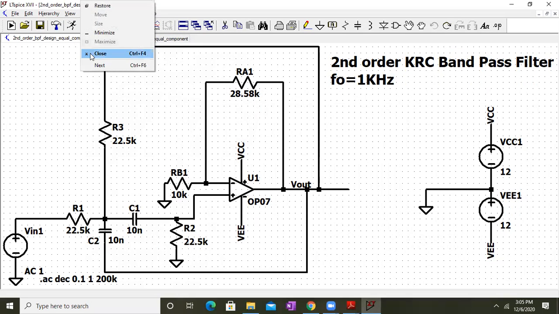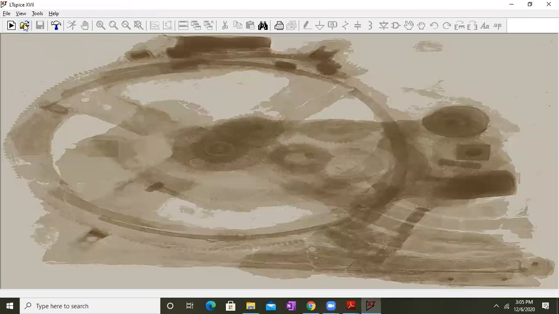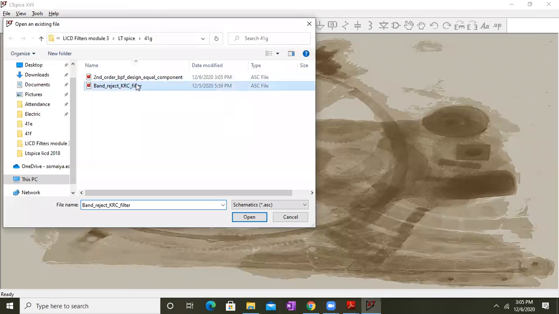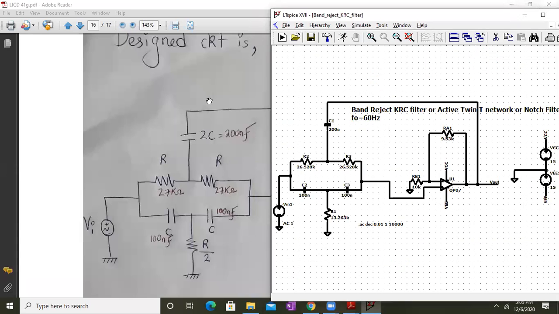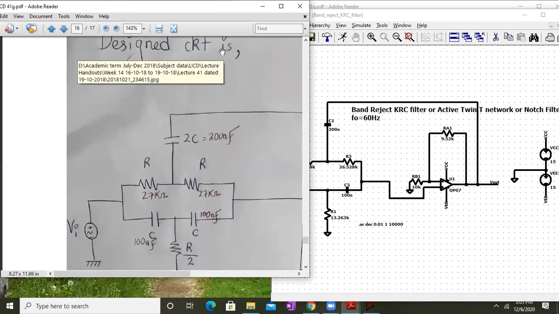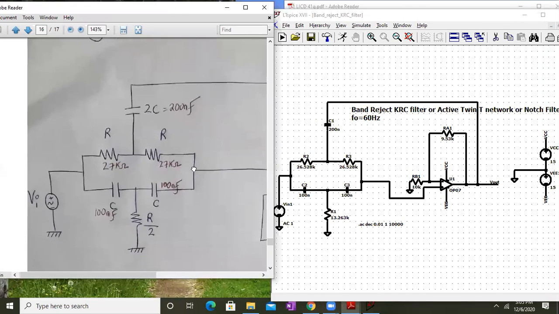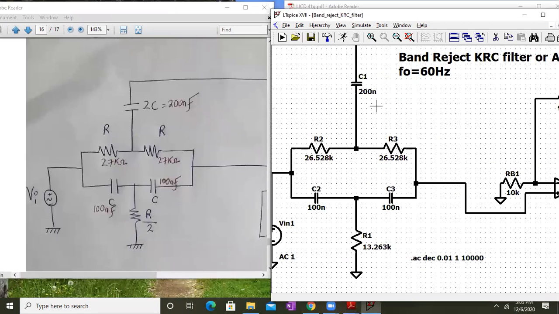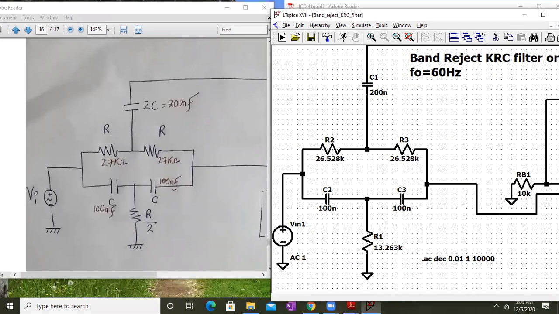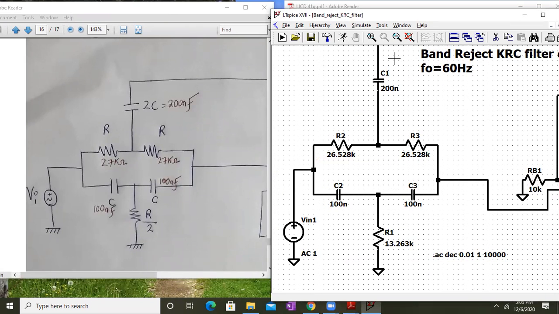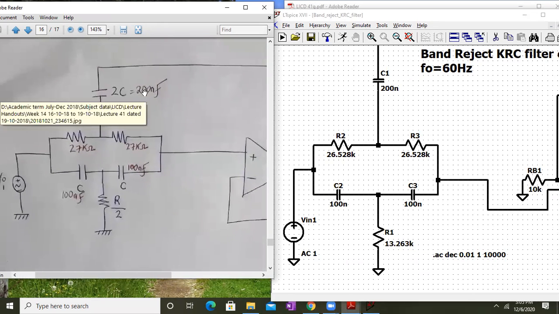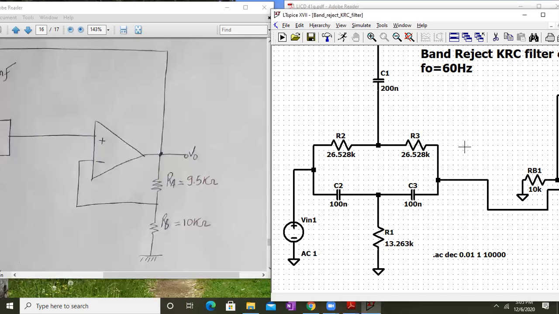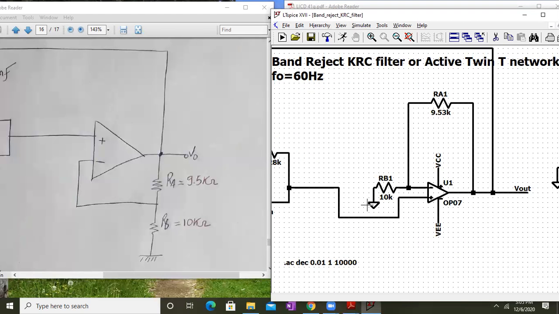Okay, let me close this and let me open a circuit for a notch filter, band reject KRC filter. Basically, okay, so this is the response over here. Let me just check the values. So this is the twin T network. 2C will be 100 nanofarad, this will be 200 nanofarad, and this will be around 27 kilo ohms. I told you I've taken the exact values, not the standard values. And over here we have RA and RB as 9.53 and 10K. Okay, so the design is absolutely correct.